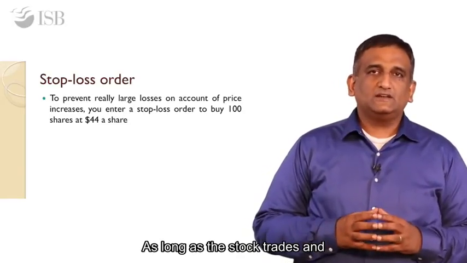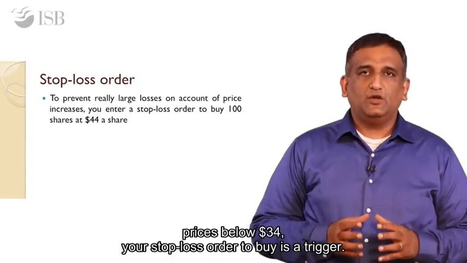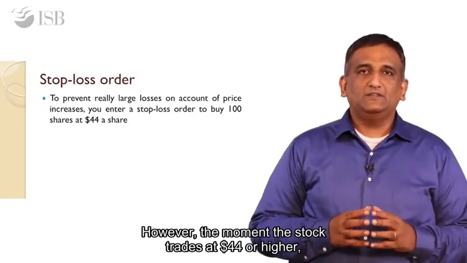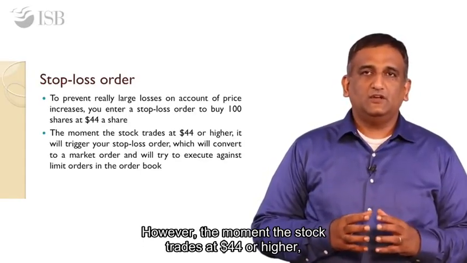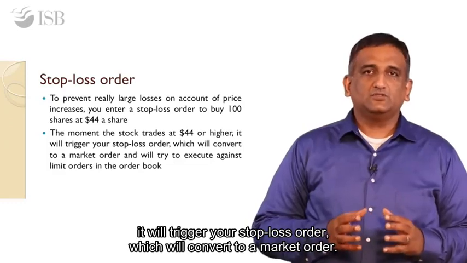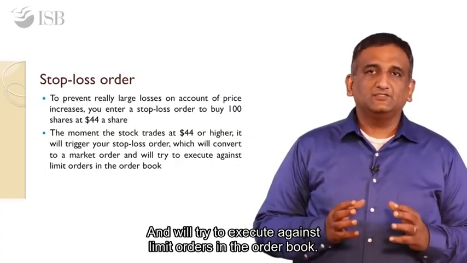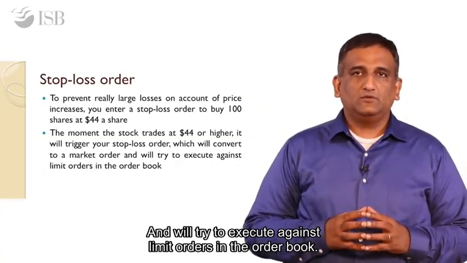As long as the stock trades at prices below $44, your stop loss order to buy isn't triggered. However, the moment the stock trades at $44 or higher, it will trigger your stop loss order, which will convert to a market order and will try to execute against limit orders in the order book.